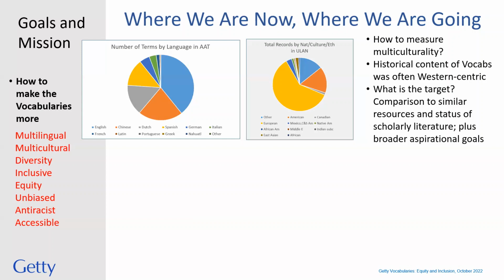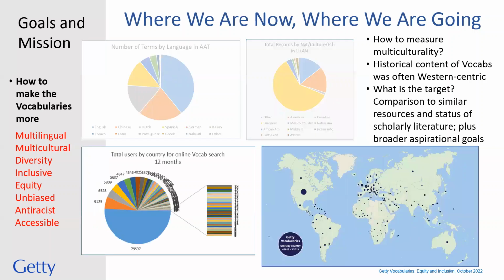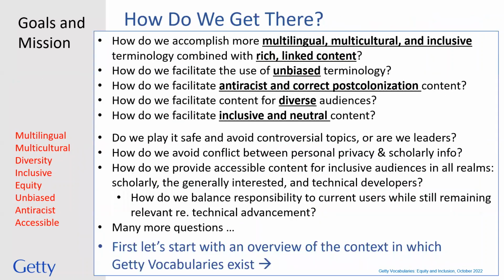So that's looking at the terms that exist now. We also look at the distribution of users. Now on the right, you see a map indicating in a typical month where the vocabularies are used in that online search mechanism. And they're all over the world, but the biggest dot is in the US, and the corresponding pie chart shows that half of our users are coming from the US now. So we want to improve that over time.